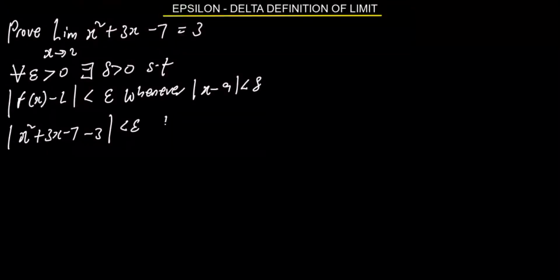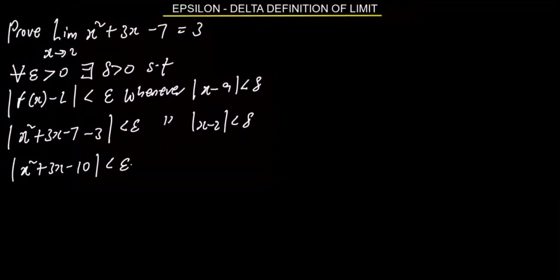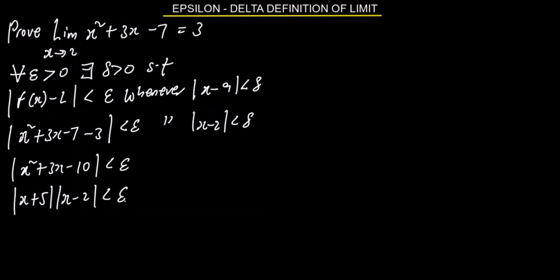So whenever x minus 2 is less than delta, this will give me x squared plus 3x minus 10 less than epsilon. Now here, if I factorize this, this should give me x plus 5, then x minus 2, then less than epsilon. If you look at what I'm having here, you see that x minus 2 is common. And you also observe, I already have this to be less than delta.